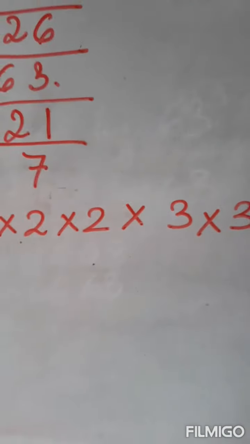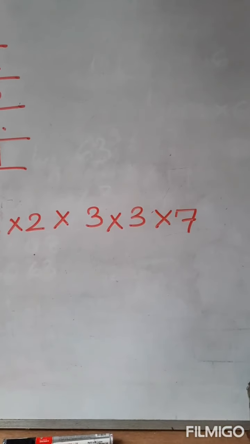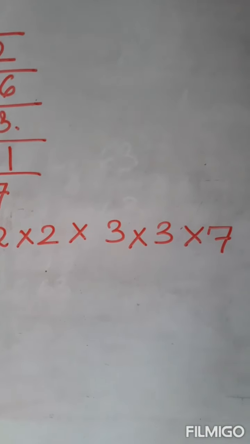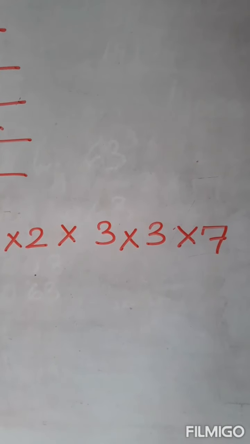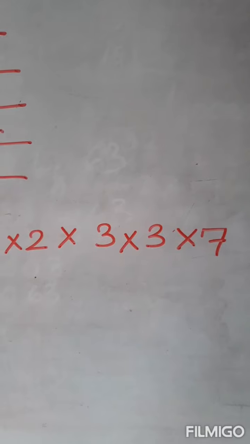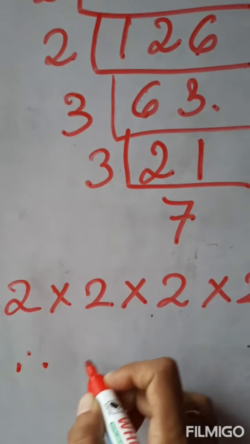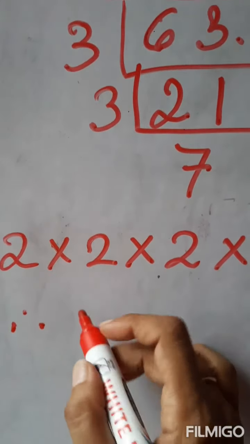So we get 4 2s, 2 3s and 1 7. That means 7 is the only factor which is not having a pair. Therefore, the number should be either multiplied or divided by 7.